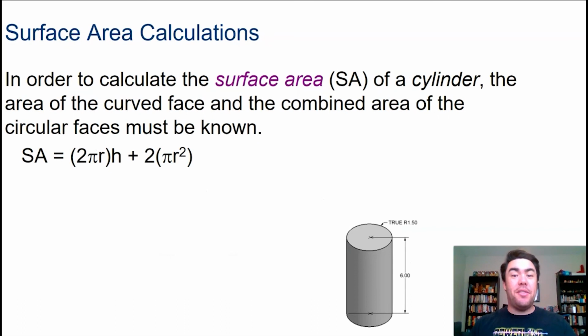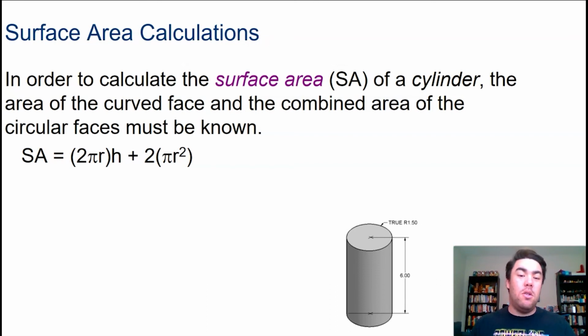Finally, we're going to calculate the surface area of a cylinder. The area of the curved face and the combined area of the circular faces must be known. The formula for finding the surface area of a cylinder is 2 pi r h plus 2 pi r squared, where pi r squared is the area of each circular face and 2 pi r h is the area of the curved face.